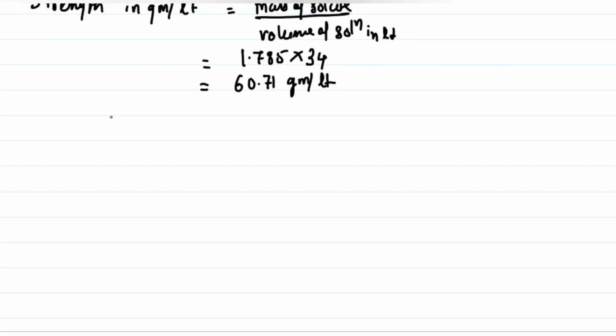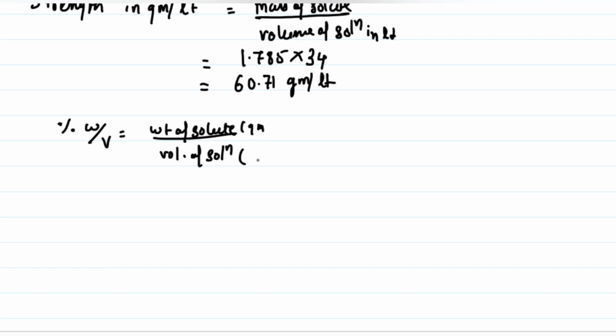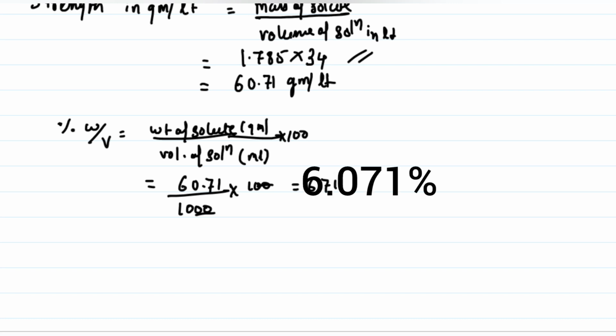Okay. The last part of the question is to calculate percentage weight by volume. That is weight of solute upon volume of solution, where the weight of solute should be in gram and the volume of solution in milliliter, multiplied by 100. The weight of solute we have just calculated is 60.71 gram. Volume of solution is 1000 milliliter, multiplied by 100, the 0 cancels out, and that will be 6.71% weight by volume.